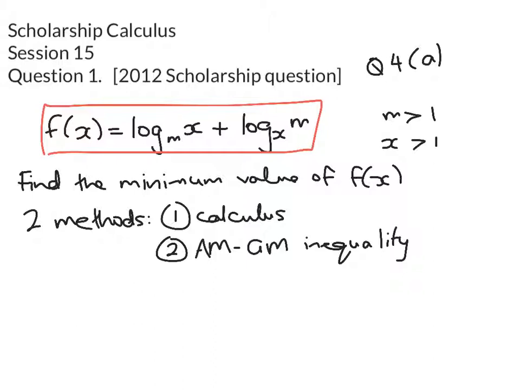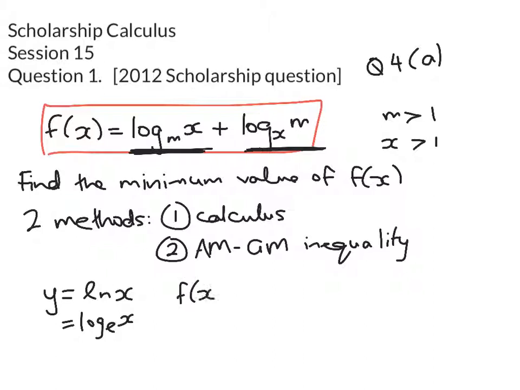Okay, so firstly, looking at how we'd minimize this using calculus, we've got a function and we've got a log to base m, and we've got a log to base x. Now the only log that we're going to find really easy to differentiate is this one, which is y is equal to the natural log of x, which is log to base e of x. So the first thing I'm going to do is change both of those logs into log to base e. So let's start off by doing that.